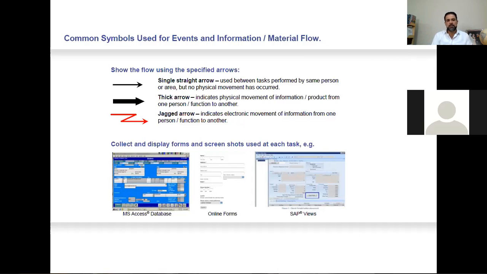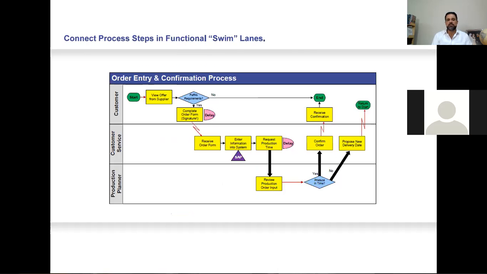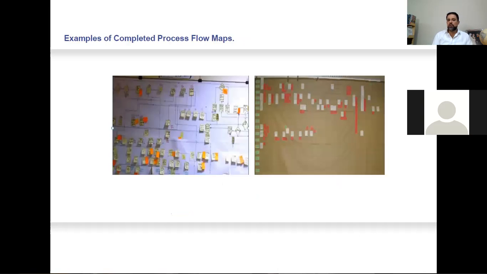The single straight arrow is used between two tasks performed by the same person or the same department, or without a physical movement. If it's a thick arrow, then there is a product or an information movement. If it's a zigzag arrow, it indicates electronic movement of information or process. So connect the process as you are doing it, and you can see this is one of the samples. It's a data entry and confirmation process. And usually you will end up with something like that.